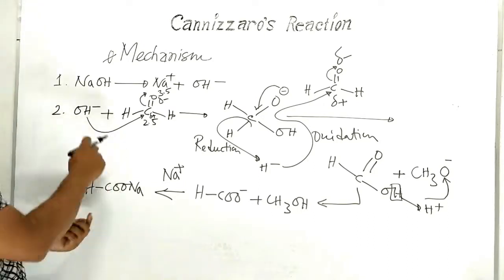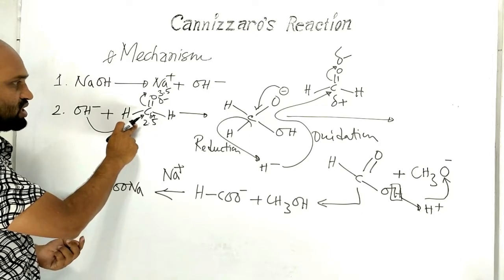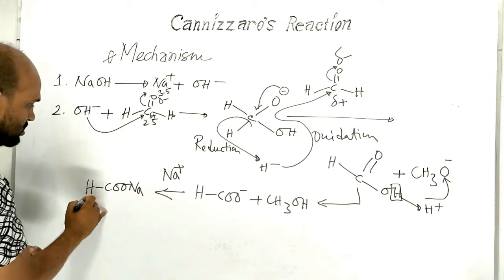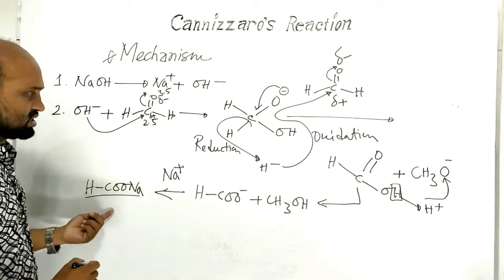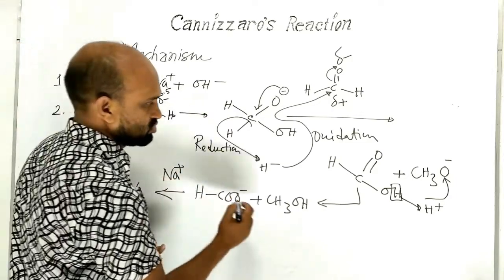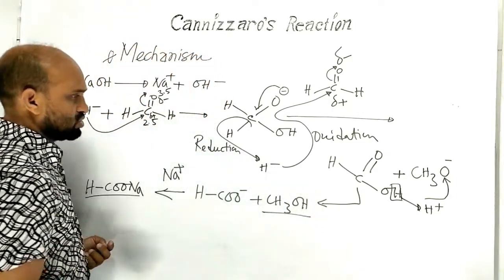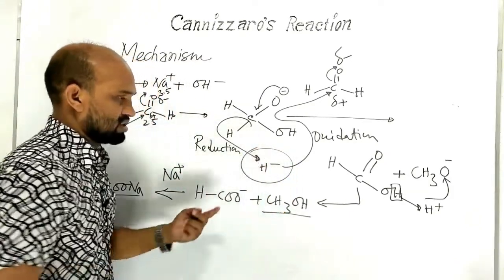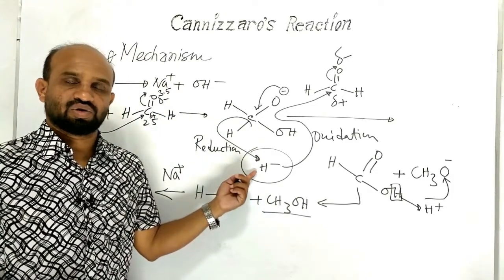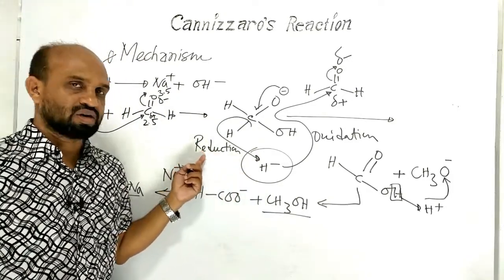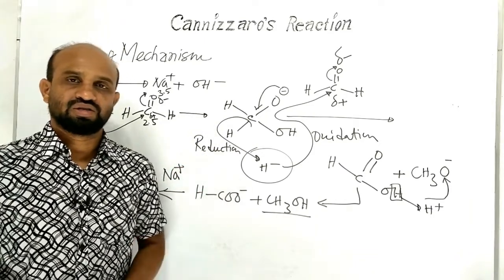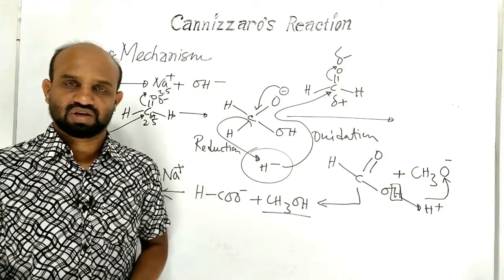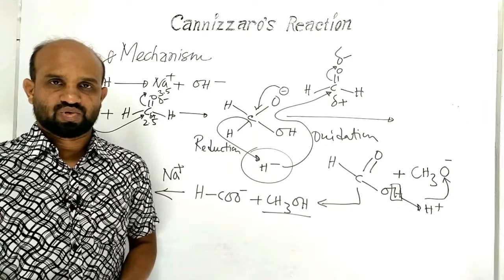So here, in an aldehyde with no alpha hydrogen atom, one molecule is oxidized to sodium salt of carboxylic acid and another molecule is reduced to alcohol, which occurs through transfer of hydride ion. Simultaneously oxidation and reduction happen. That is why this reaction is called redox reaction at times and disproportionation reaction as well. Let's move on to the next point.